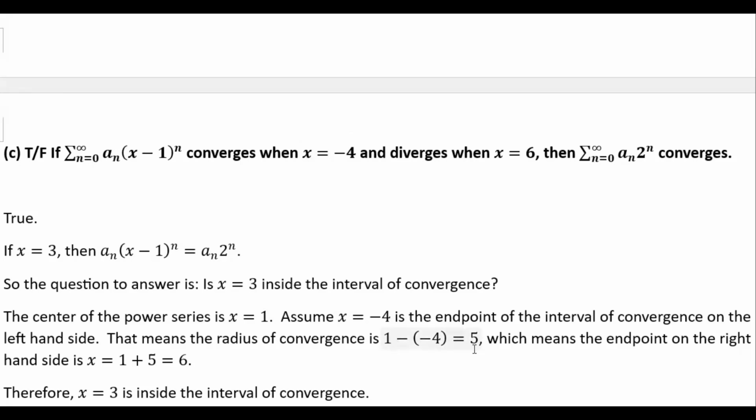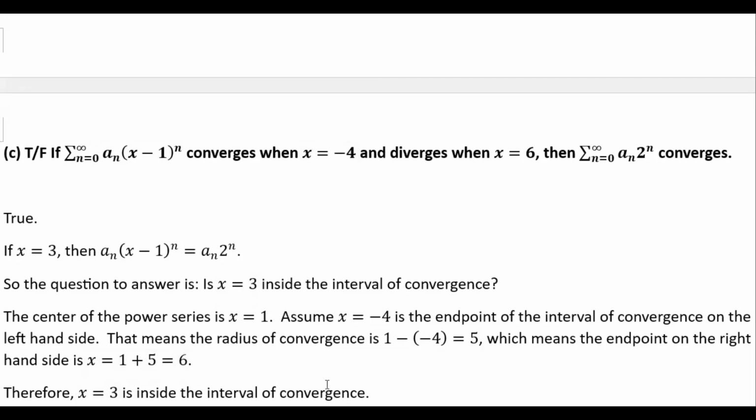The radius of convergence is 5. So if that's the case, this is the worst case: is x equals 3 inside the radius of convergence? It is, because if the center is 1 and the radius is 5, that means the other endpoint is 6. 3 is for sure within the interval negative 4 to 6, right? So it's inside the interval of convergence.